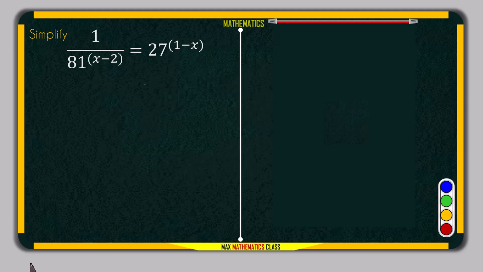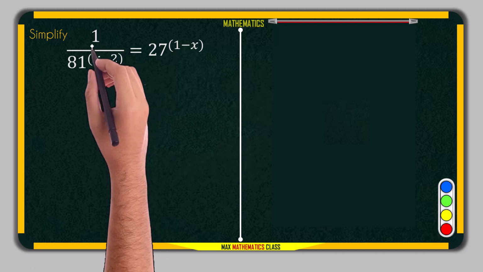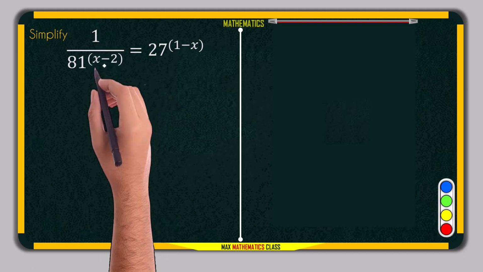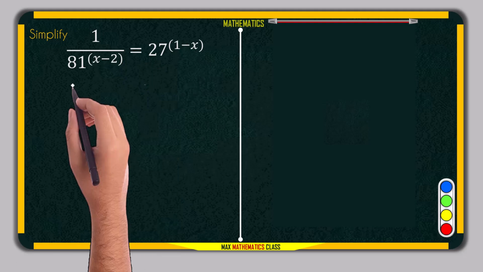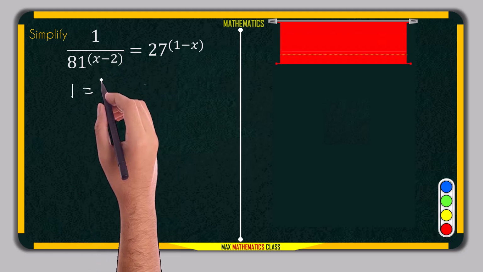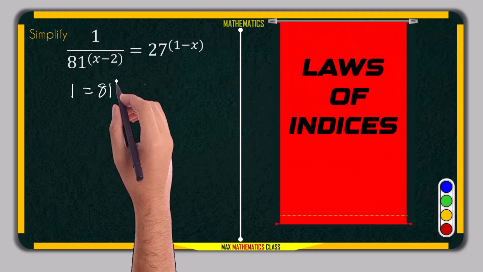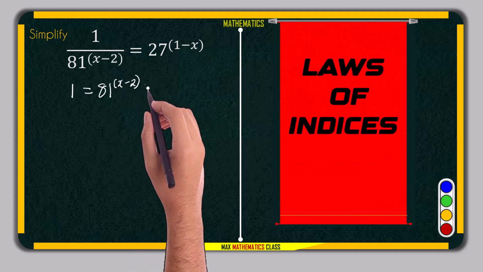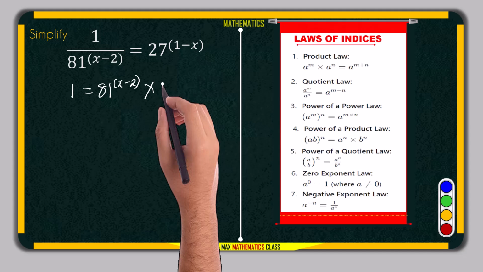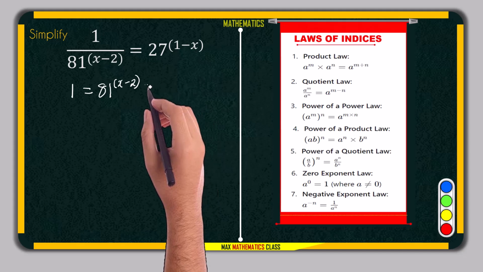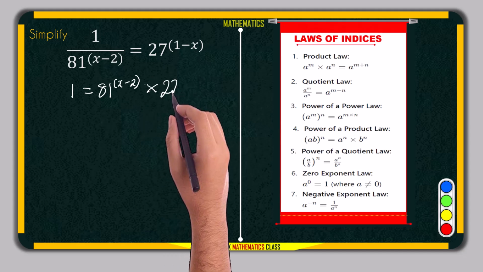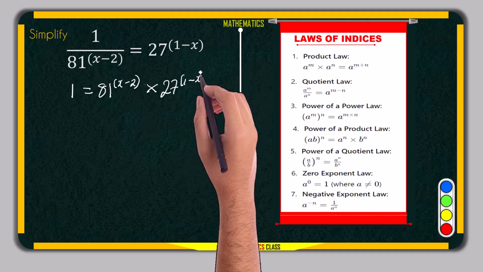Now, in the next method, which is a positive method, instead of writing this left-hand side in the negative form, we are going to clear the fraction here so that we now have 1 equal to 81 raised to the power of (x minus 2) times 27 raised to the power of (1 minus x).